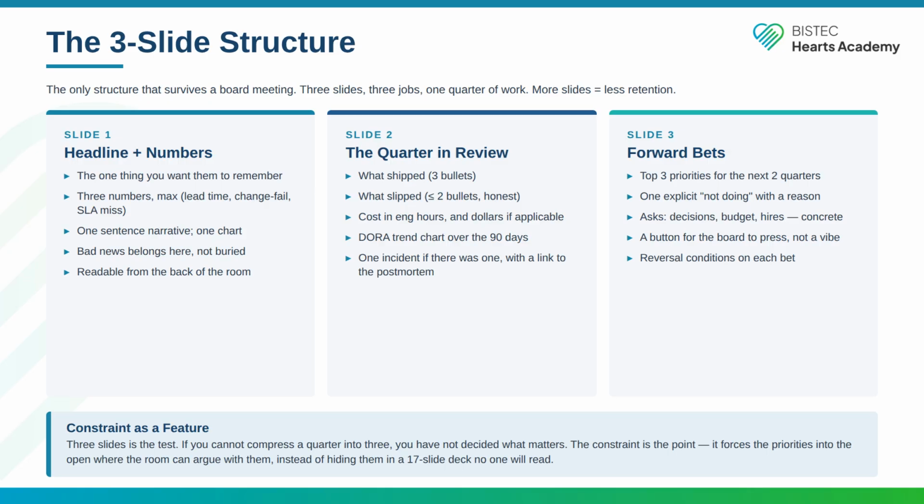The constraint is the feature. 3 slides forces the priorities into the open where the room can argue with them, instead of hiding them in a 17-slide deck no one will read.